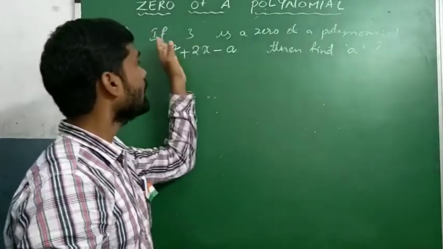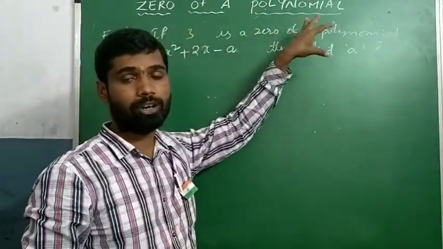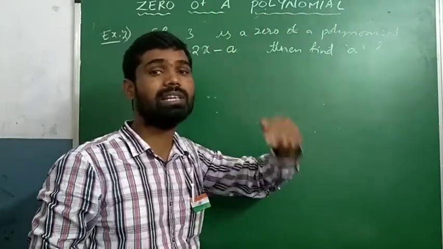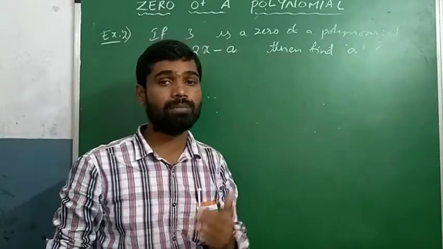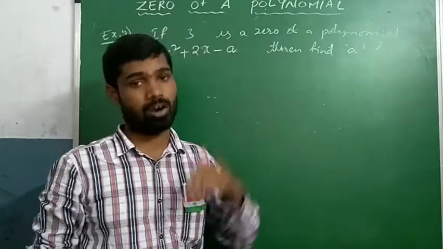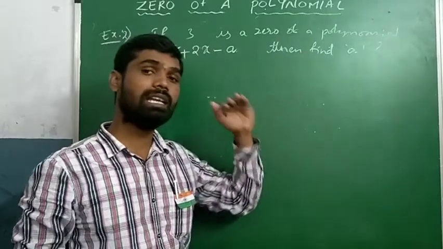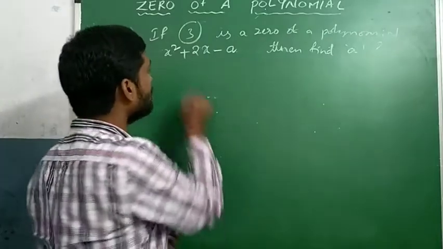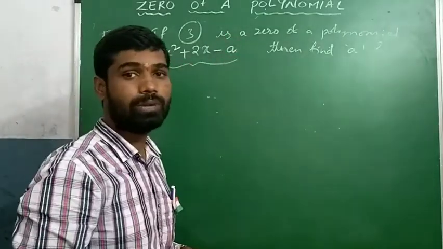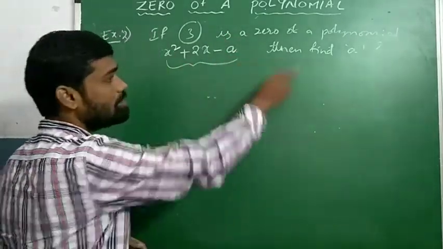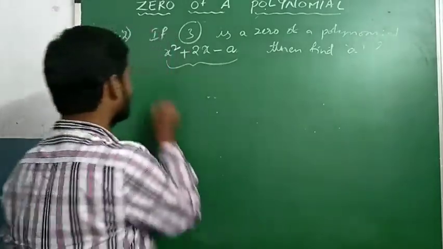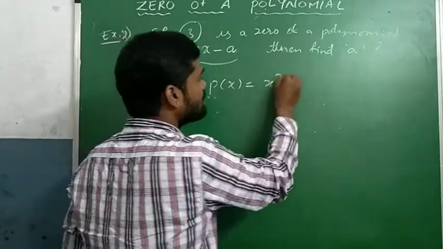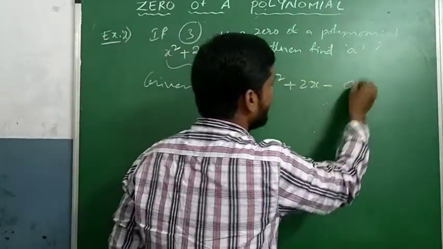One more example: if 3 is a zero of a polynomial, it means he has already given that 3 is a zero. In the previous problem he is asking whether they are zeros or not, but in this problem he has already given that 3 is a zero. Then what is the polynomial? x square plus 2x minus a. So here we should find the value of a. So the polynomial is P of x is equal to x square plus 2x minus a.